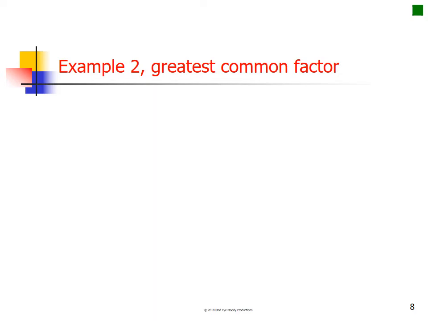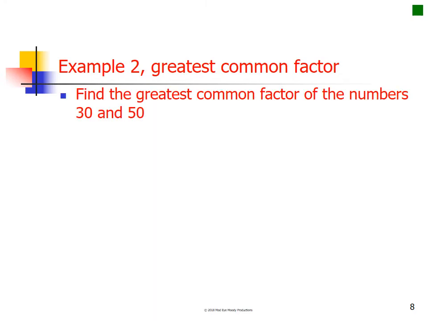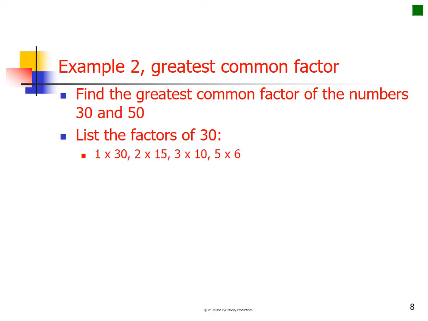Now we're going to look at example 2 of finding the greatest common factor. So let's start with the numbers 30 and 50. And to find the greatest common factor, first we need the factors of each number. So we're going to list the factors of 30. So the factors of 30, I would start at 1. 1 times what? 2 times what? 3 times what? And continue until I hit my repeated number. So 1 times 30, 2 times 15, 3 times 10, 4 times nothing, 5 times 6, and then 6, I've repeated that so I can stop.